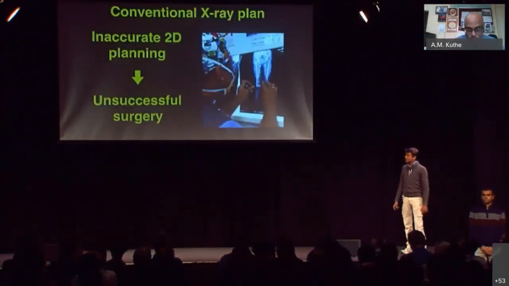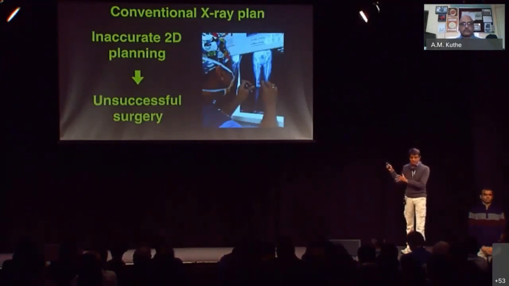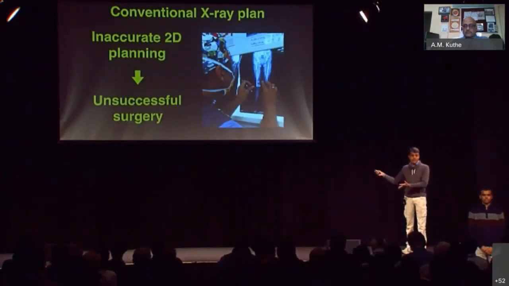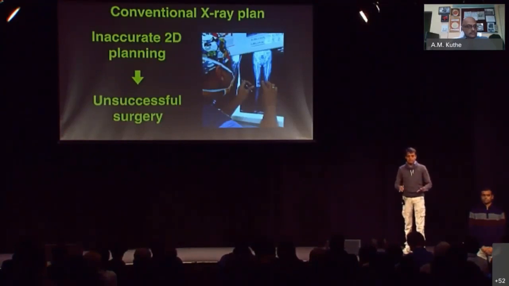Guess what's wrong? Well, any two-dimensional measurement on such a plain X-ray never matches with an actual surgery which is in three dimension. In fact, many critical measurements cannot be even made on this X-ray. Inaccurate and insufficient measurements means inaccurate plan, and that leads to unsuccessful surgery. Surgeons also waste a lot of time doing trial and error because of these inaccuracies.